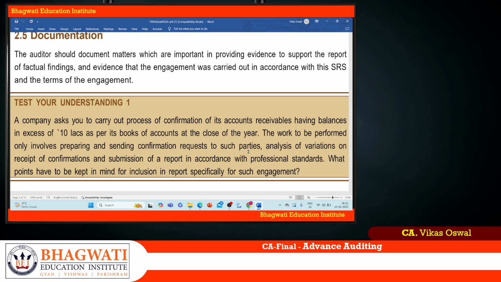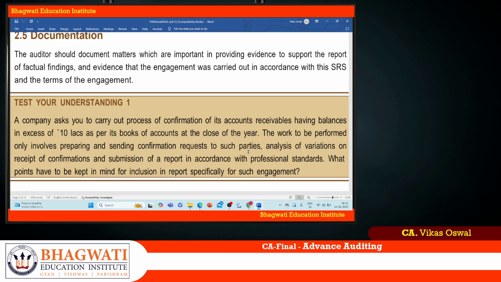The work to be performed only involves preparing and sending confirmation requests to such parties, analysis of variation on receipt of confirmation, and submission of a report in accordance with the professional standard. What points have to be kept in mind for inclusion in the report specifically for such engagement? So they say that you have to do only these procedures. First of all, you have to send a confirmation request to these parties, that is accounts receivable. A confirmation request is like a letter. Then analysis of the variations: you have to compare the confirmation with the books of account, and if there is any variation, you have to submit the report as per the professional standard.